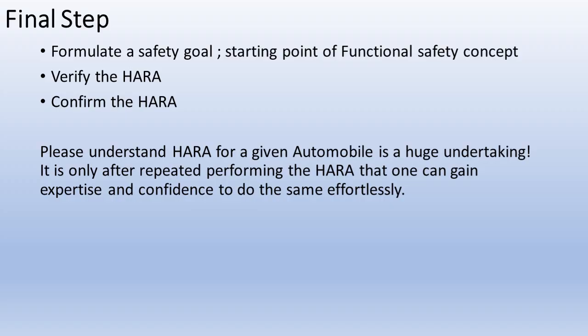The final step is formulating the safety goal. The starting point of the functional safety concept is the safety goal. So finally, after the ASIL levels for each and every functionality are finalized, you formulate a safety goal. A safety goal can be something very simple. For example, if you say the airbag should not open or inflate when driving the vehicle without a collision, that is a safety goal. Or you can mention a safety goal that the accelerator should not get actuated without the driver's intervention, that's also a safety goal. All these things are safety goals.